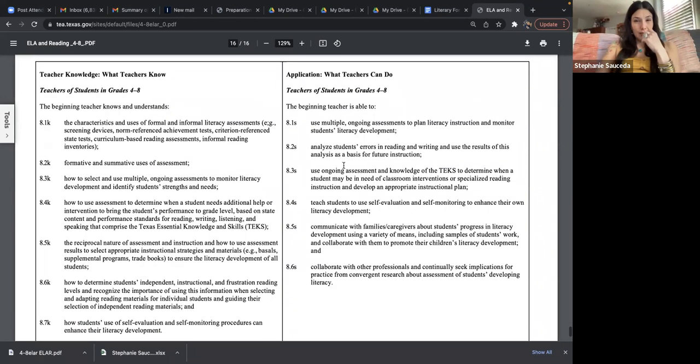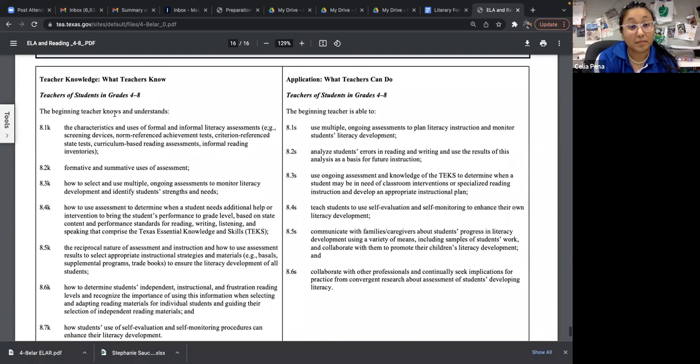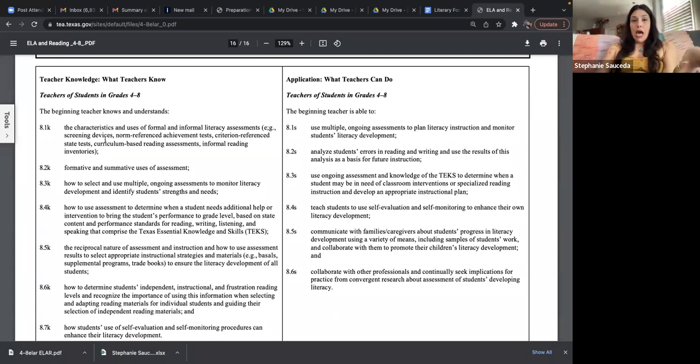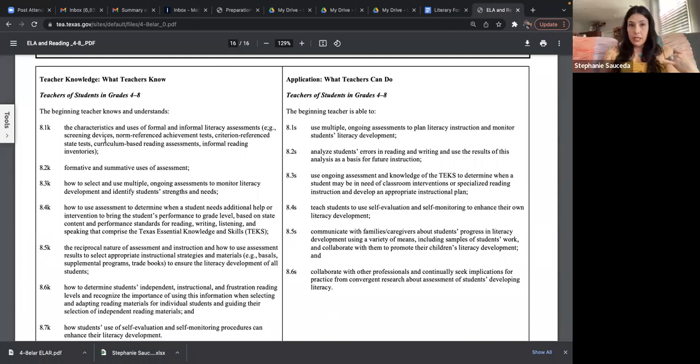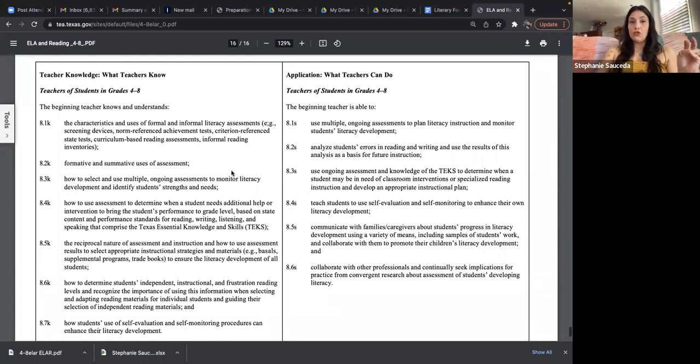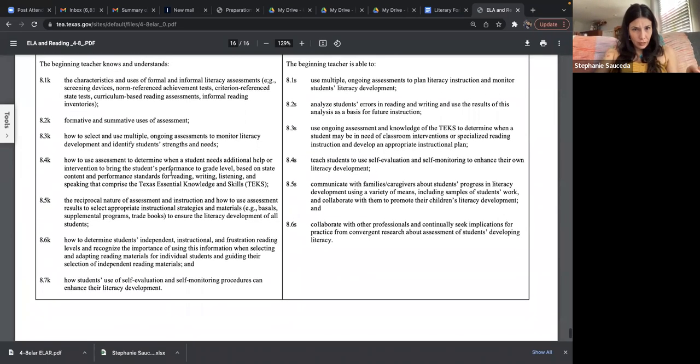Yeah, absolutely. So these are different things a teacher can utilize to inform where their students' literacy is. We have screening devices, norm-referenced achievement tests, criterion-referenced state tests, curriculum-based reading assessments, informal reading inventories. We use formative and summative assessments.